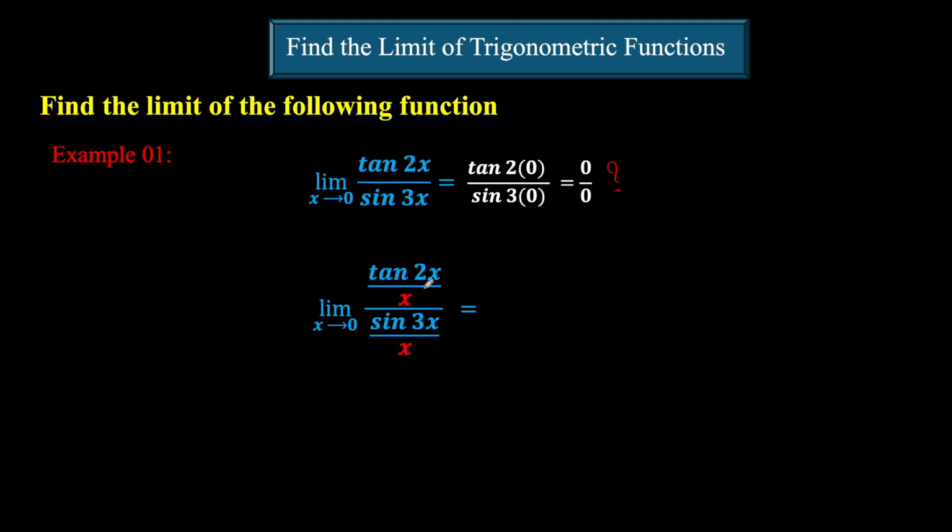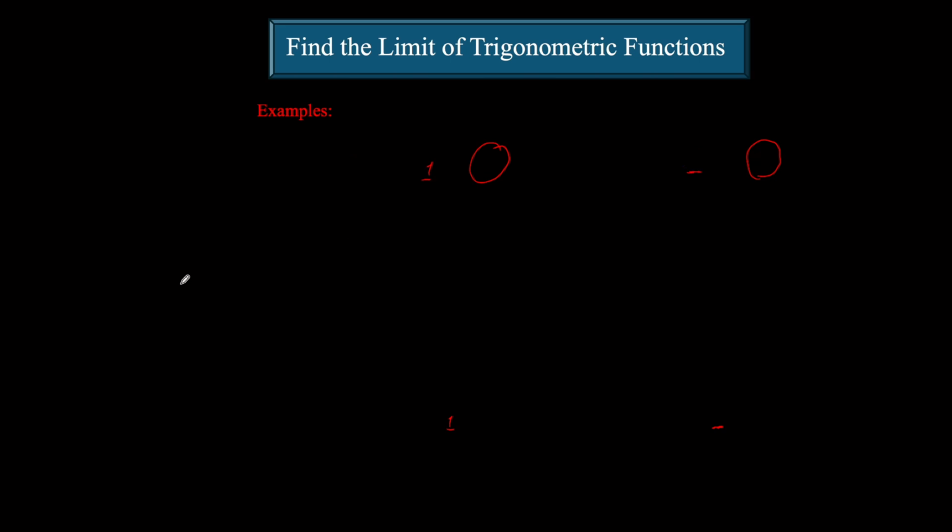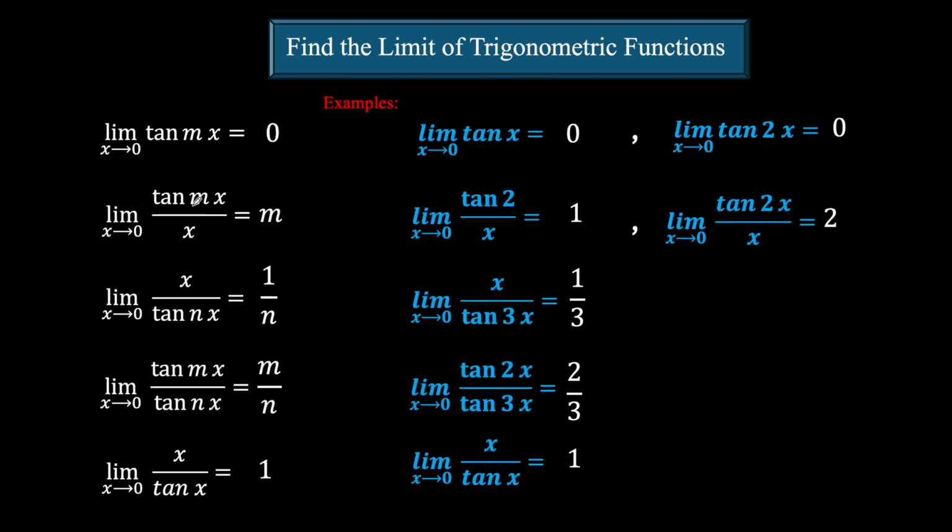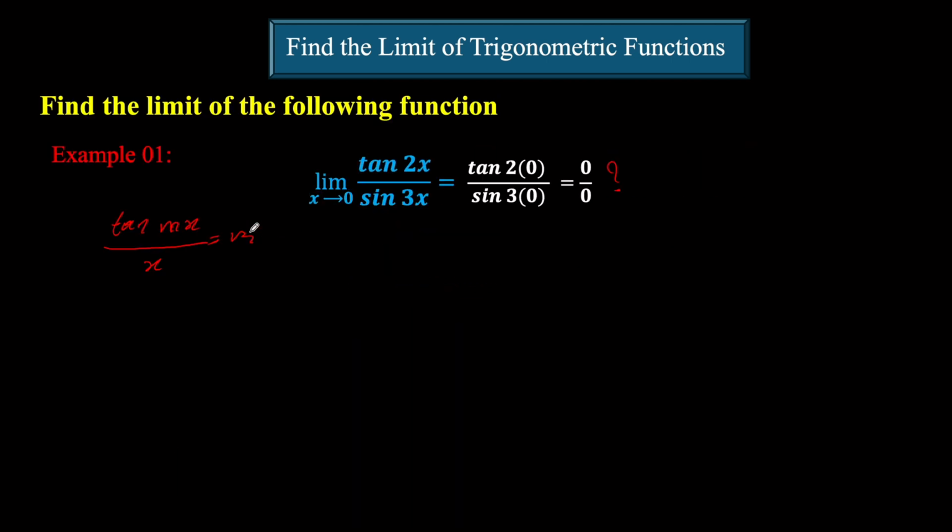And we already saw the rule that tangent of m multiplied by x over x is equal to m. If we go back, you will see that tangent of mx over x is equal to m. So you will do it in this way.